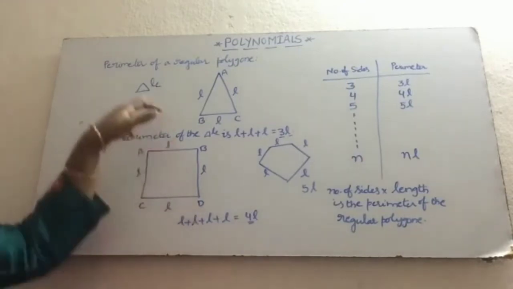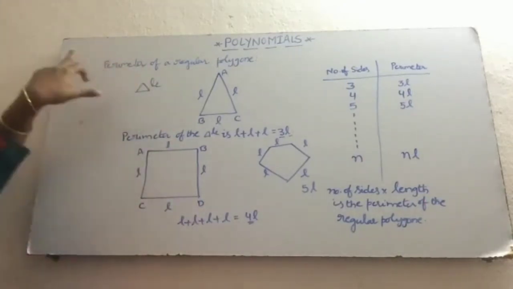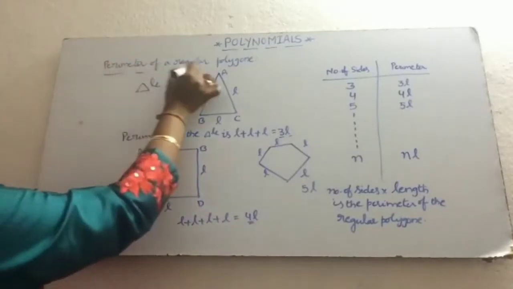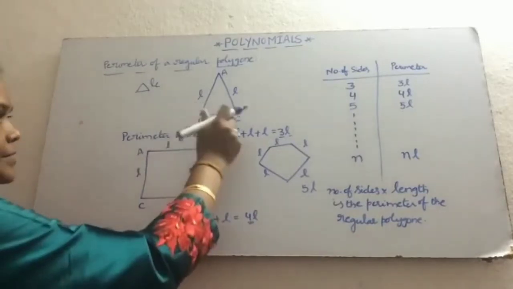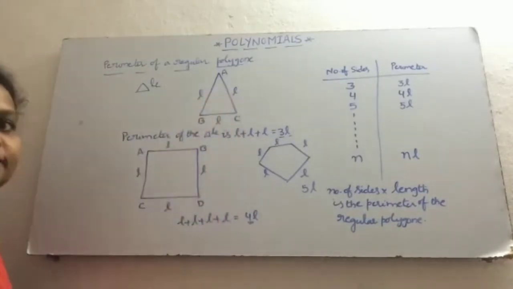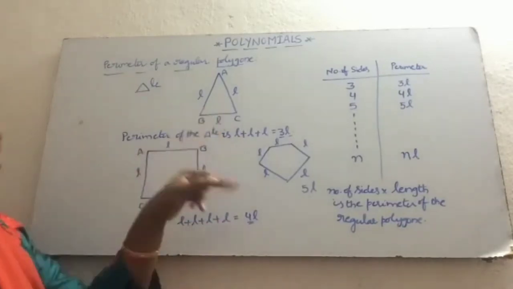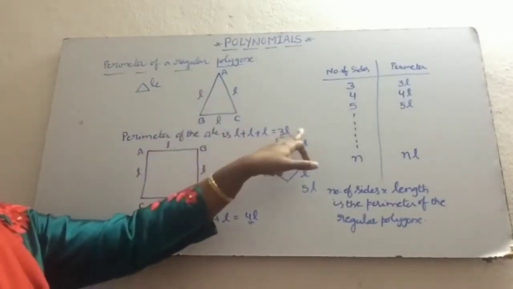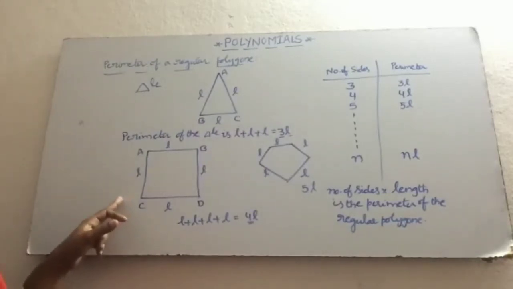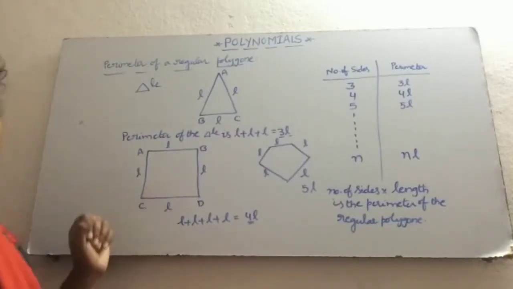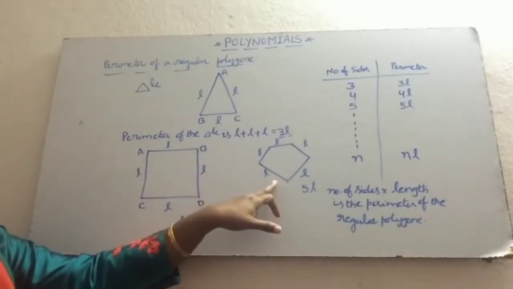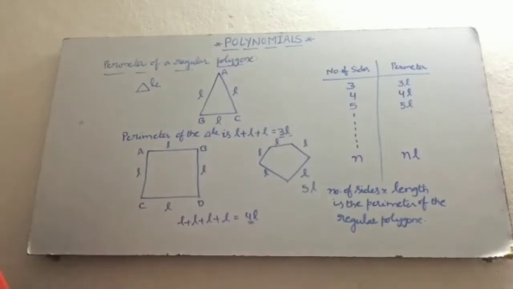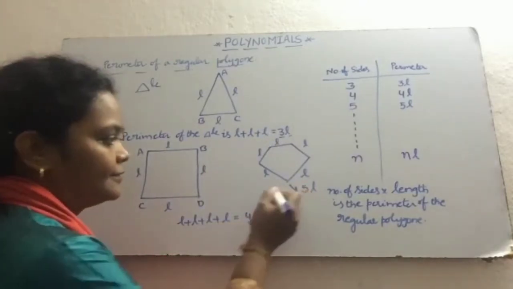I will explain once again. First of all, we will take the perimeter of a regular polygon. First, I take the triangle of equal sides ABC. Its length is L, and the perimeter of the triangle is L plus L plus L, that means 3 times the length. Then a square, where the length is the same, so the perimeter is 4 times the length. And a pentagon, where the length is also L, so 5 times L.